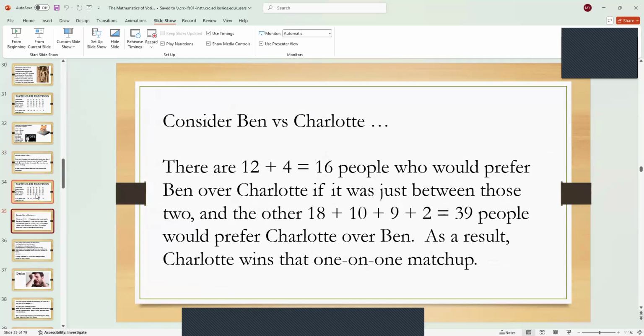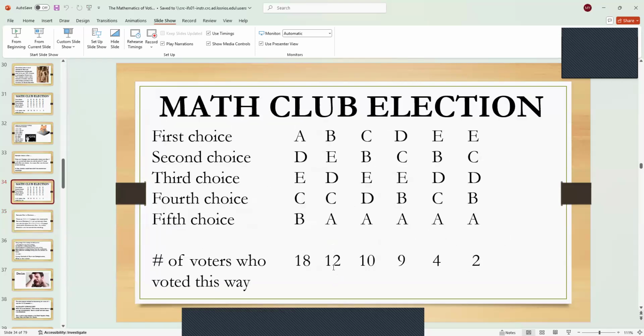Let's consider Ben versus Charlotte. If we consider Ben versus Charlotte, there are 16 people who would prefer Ben over Charlotte. If it was just between Ben and Charlotte, there are 16 people who have Ben ranked higher than Charlotte. Who are those 16 people? It's these 12 in this column right here, in that second column. See how Ben is ranked higher than Charlotte in that second column for those 12. Also, these four people have Ben ranked higher than Charlotte. So Ben would have 16 people supporting him if it was just between him and Charlotte.